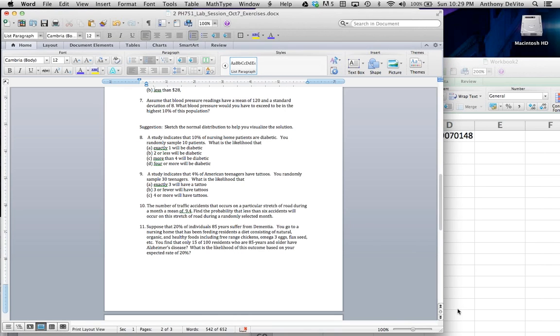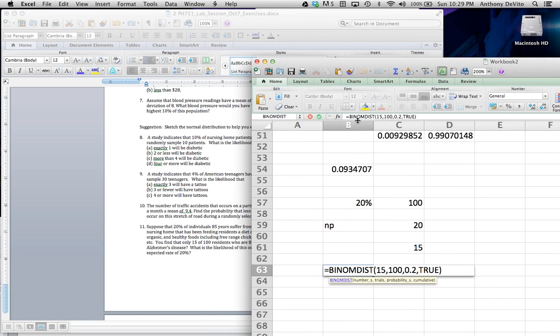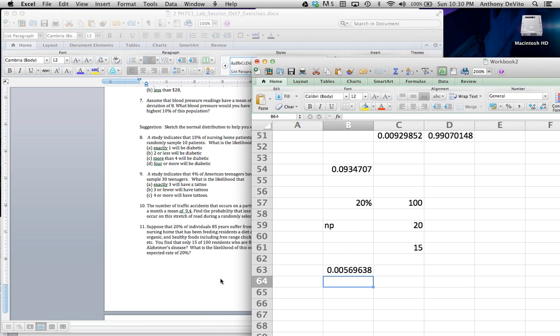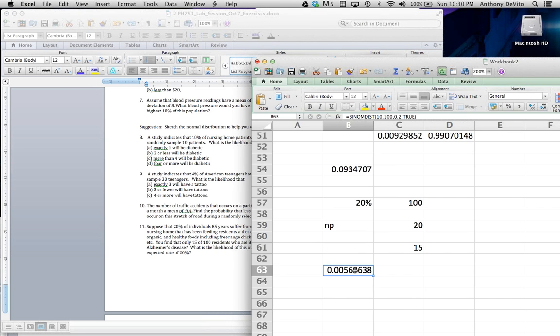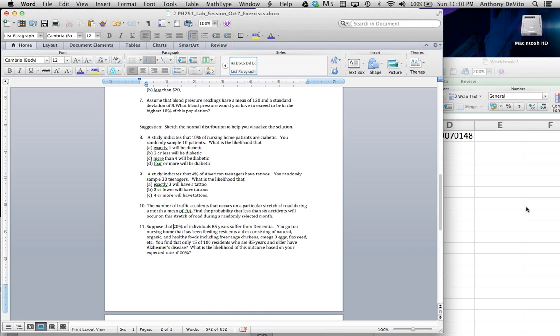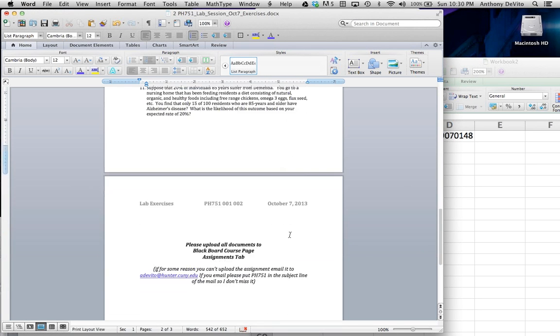If it had been 10 out of 100, let's take a look at that probability. Well, that's less than 1%. If you had gone in there and got only 10 out of 100 with dementia, you'd say to yourself, gee, that looks like a pretty rare event, 10 or fewer out of 100. Maybe that diet is really working. Does that help at all? Did that make things a little bit clearer?